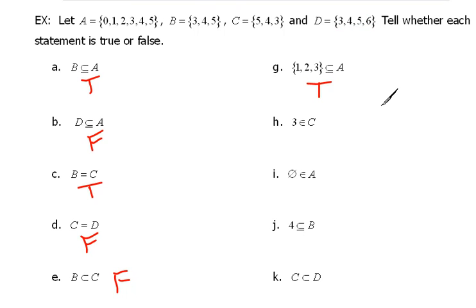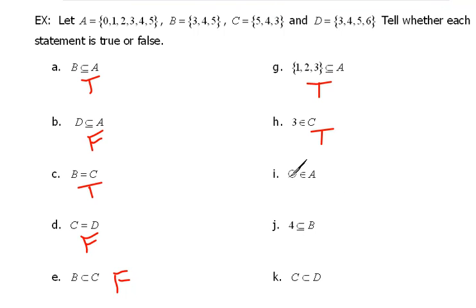Now, part H says 3 is an element of C. Now remember, an element is an item inside the set. So here we have our set C, and 3 is actually an item inside that set. So this is a true statement.